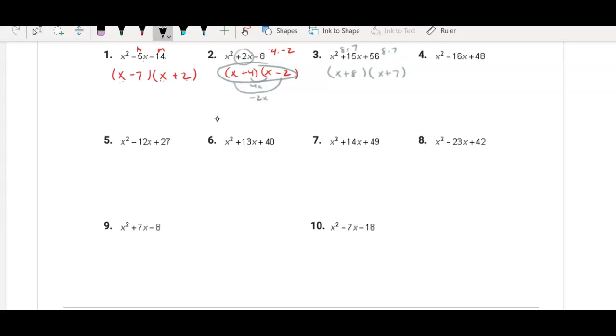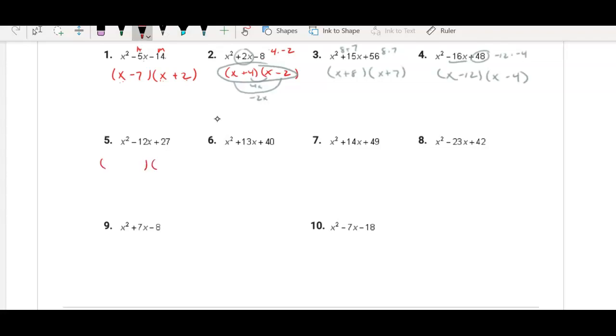The next one. What multiplies to give me 48 and adds up to -16? Well, if I look, I'm going to multiply to get a positive but add up to get a negative. So I know my first terms are x. And if I look at this, 48 would be -12 times -4, which gives me +48, and they also add up to -16. So it's -12 and -4.